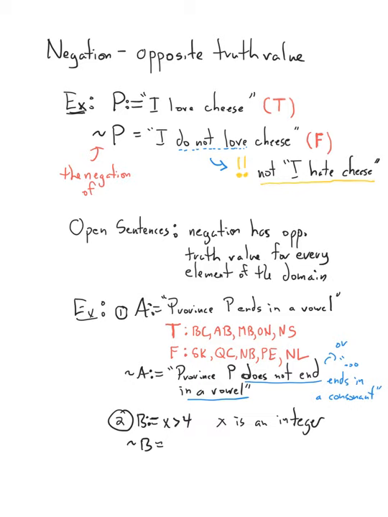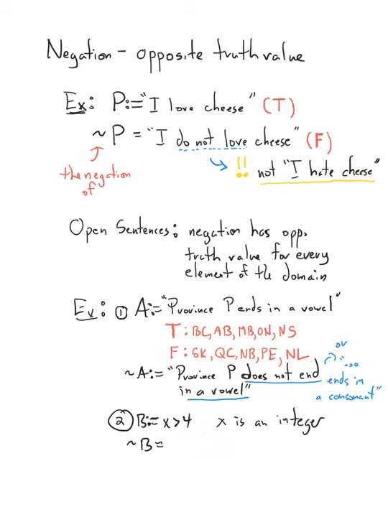So the easiest way is just to say it's not whatever the verb is here. So for "I love cheese," the negation would be "I do not love cheese." So that's how that works. For statements, it's quite easy and there's not too much to say. For open sentences, it's a little bit different because remember there's a variable in open sentences, and these become statements when you fill in that variable with an appropriate element in the domain.